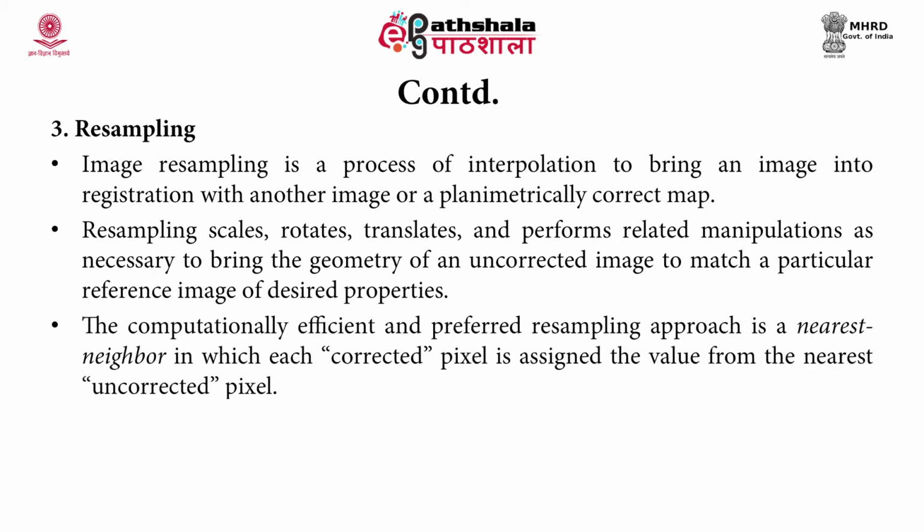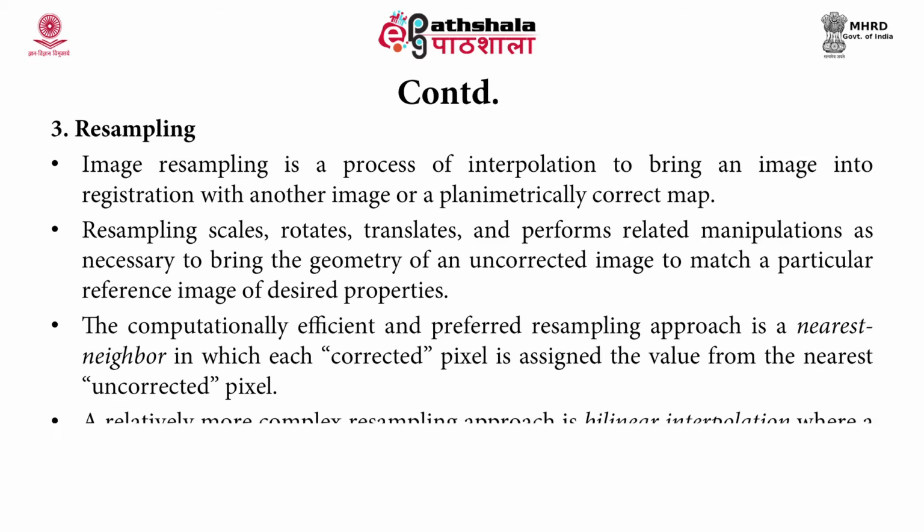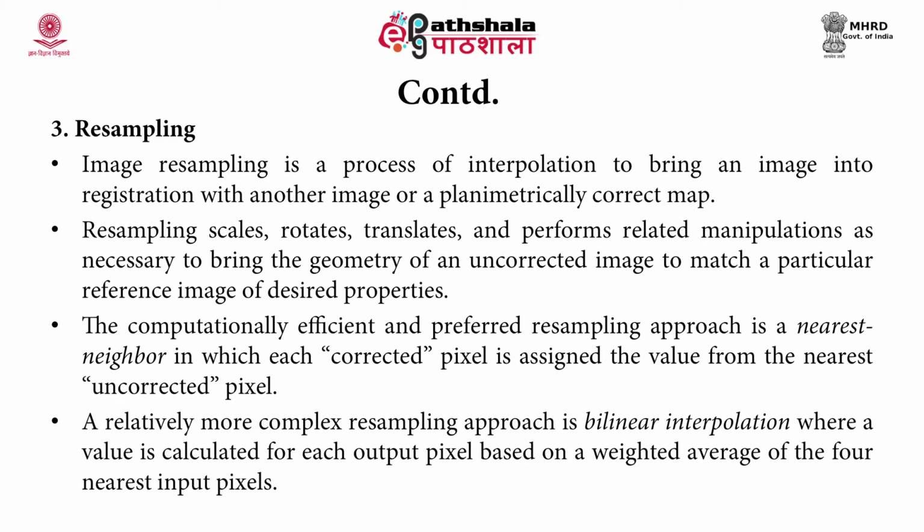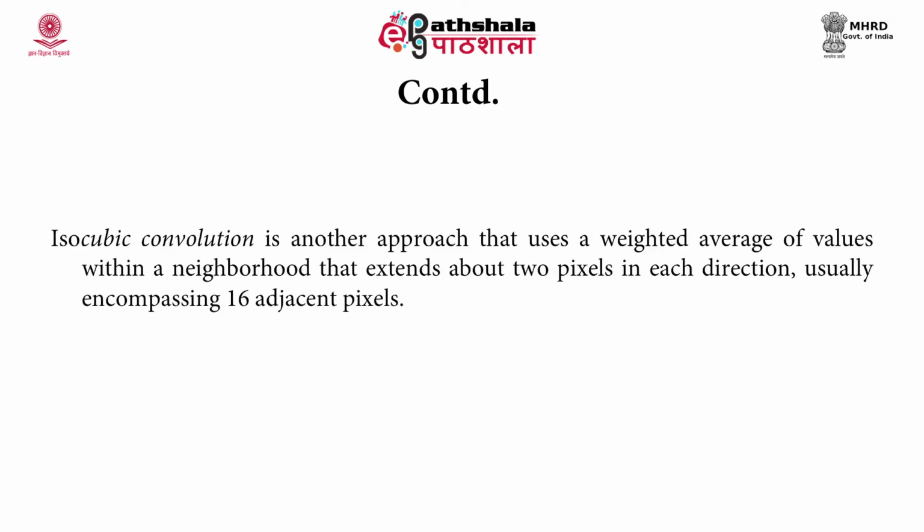The computationally efficient and preferred resampling approach is nearest neighbor, in which each corrected pixel is assigned the value from the nearest uncorrected pixel. A relatively more complex resampling approach is bilinear interpolation, where a value is calculated for each output pixel based on a weighted average of the 4 nearest input pixels. Bicubic convolution is another approach that uses a weighted average of values within a neighborhood that extends about 2 pixels in each direction, usually encompassing 16 adjacent pixels.